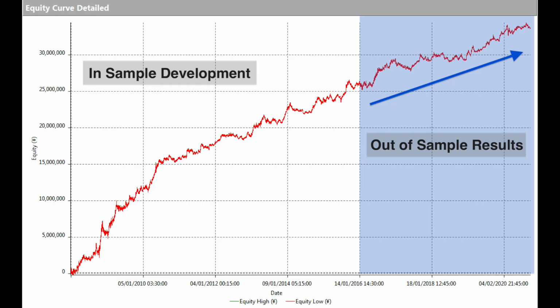The strategy I'm going to show you the development process for is a strategy for trading the pound versus the yen Forex pair, and it's a simple trend following strategy, and I'm going to show you the equity curve of that strategy. I'll put that on the screen now so you can have a look at that.